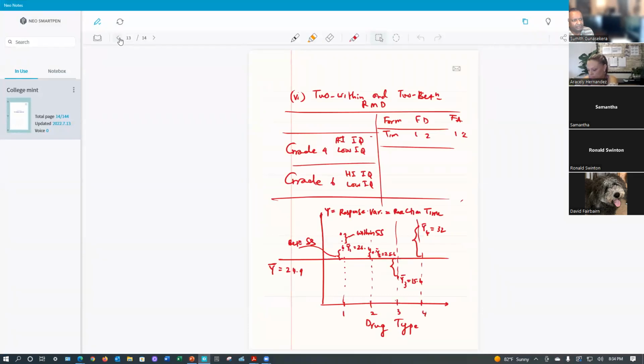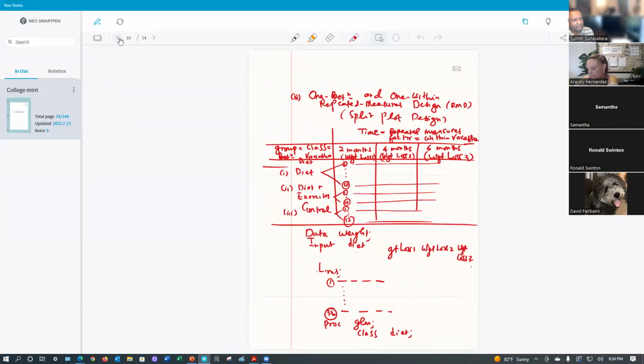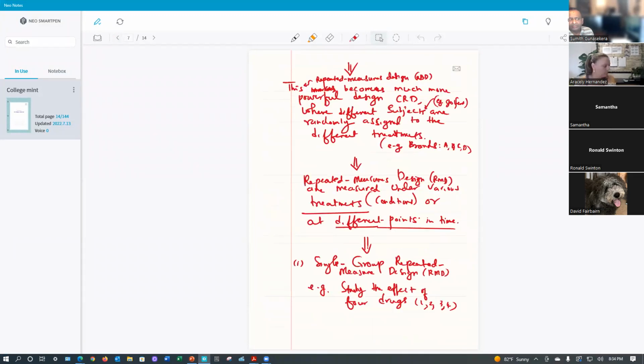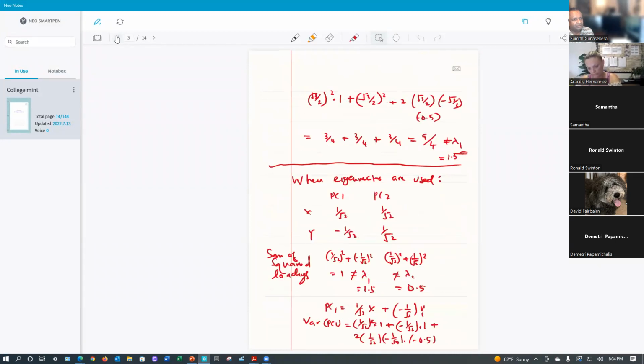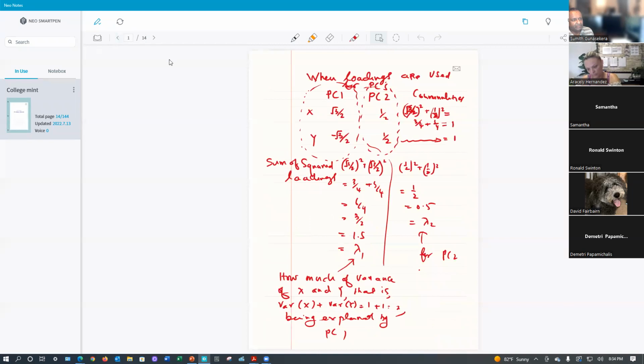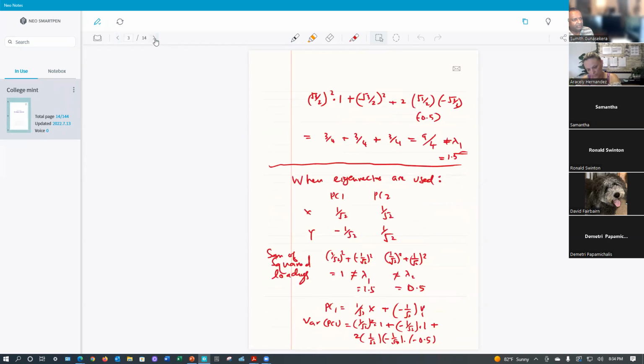Look at this one, communalities. Let's go back to here. When loadings are used, you get 1, and this is also 1. This is why I'm talking about the communalities, they added to 1. Let's look at another way to have a look at it. Can you remember we did this one?